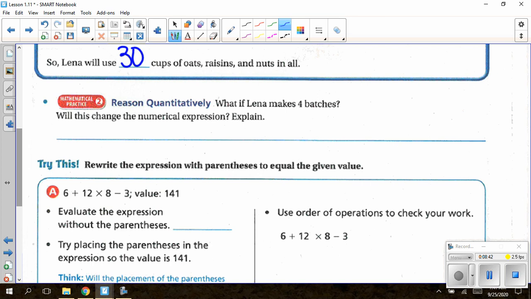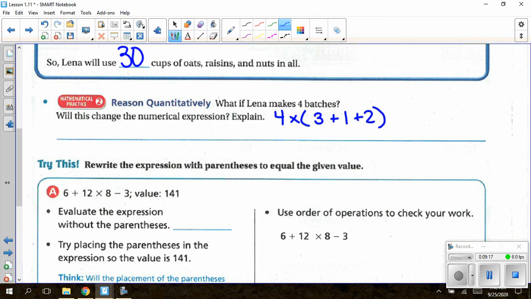So down to the bullet point, what if Lena makes 4 batches? Will this change the numerical expression, and why? If we would only make 4 batches, we know that this would change our numerical expression. Inside the parentheses, we would still have the exact same numbers, the 3 plus the 1 plus the 2. But outside the parentheses, instead of multiplying by 5, we're now only going to be multiplying by 4 because we are changing the number of batches to only 4 batches.